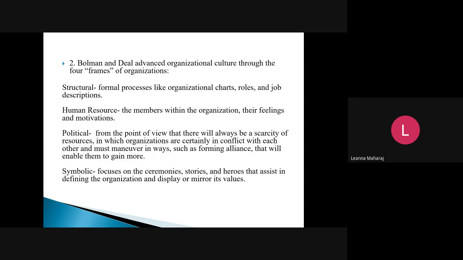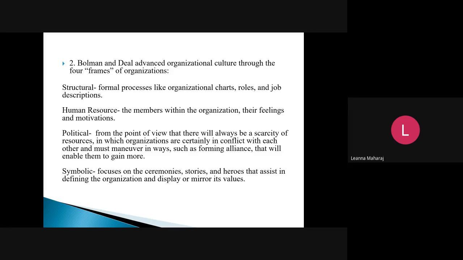Political, so from the point of view that there will always be a scarcity of resources in which the organizations are certainly in conflict with each other, but they have to work together in ways such as forming an alliance that will enable them to gain. So each organization will gain from forming the alliance with each other. Symbolic focuses on the ceremonies, stories, and heroes that assist in defining the organization and mirrors its values.